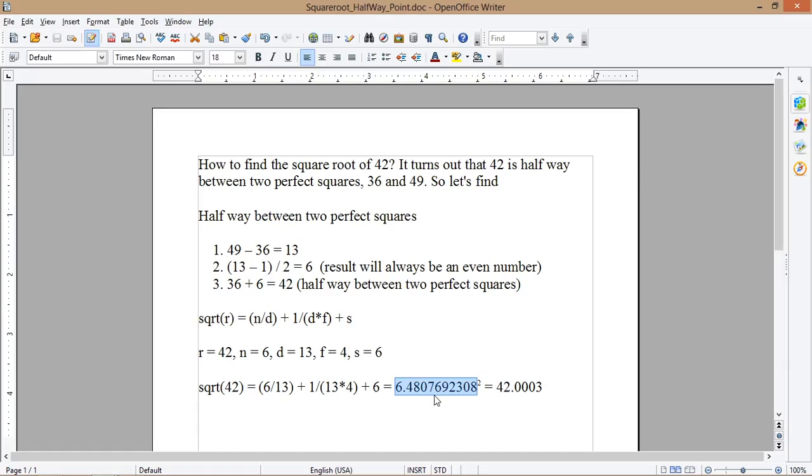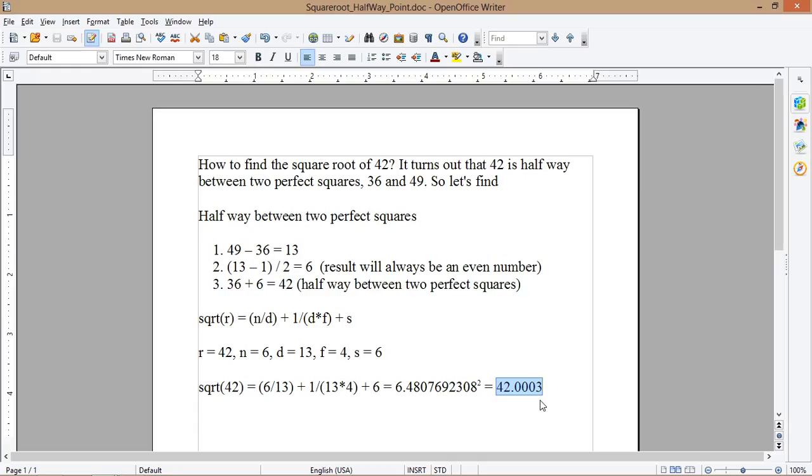This is the number that we get as a result of this very simple mathematical equation, right? But when we do square it, or multiply it by itself, we get 42.0003. So you can see how accurate this is. Very accurate, right?